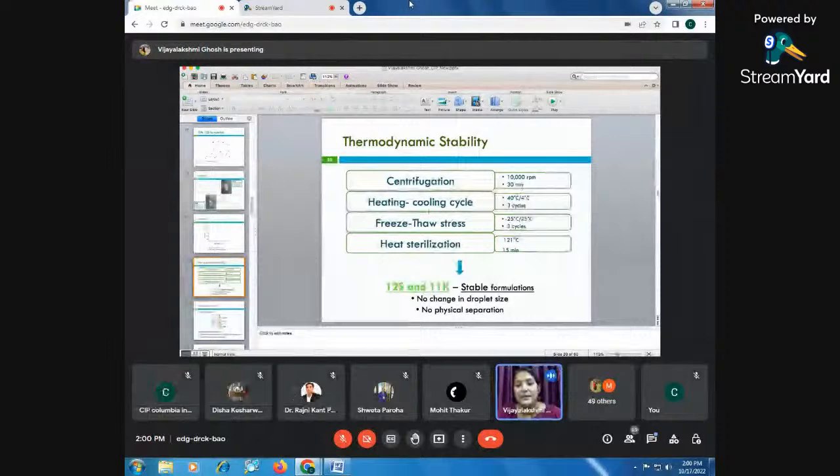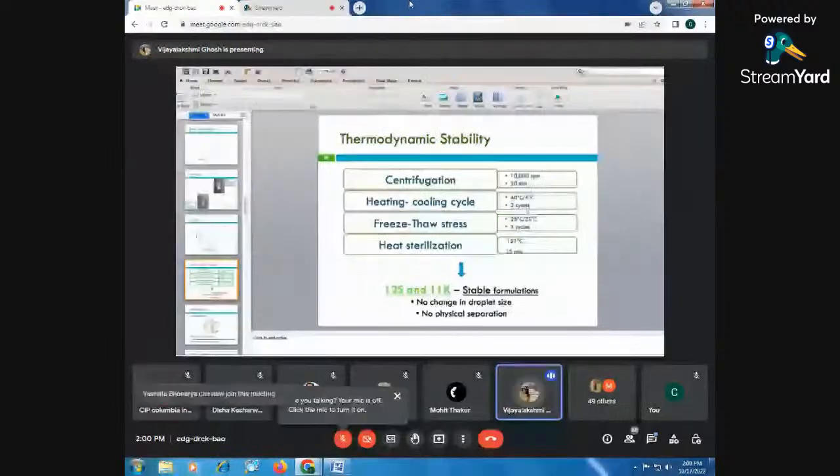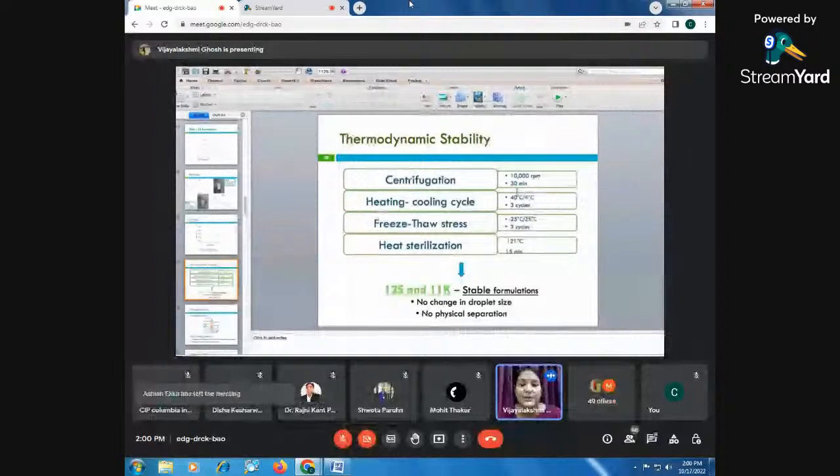So in the cycles, either in the case of heating cooling or freeze thaw, it was kept for 24 hours at each temperature per cycle. So basically it took 6 days to complete one study. Both the studies were completed in 12 days.